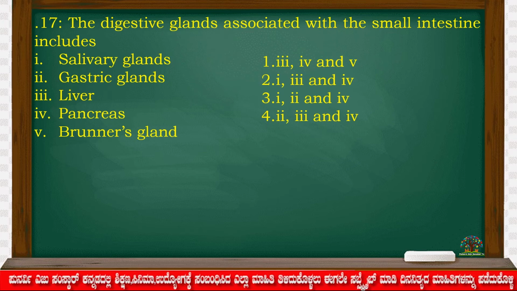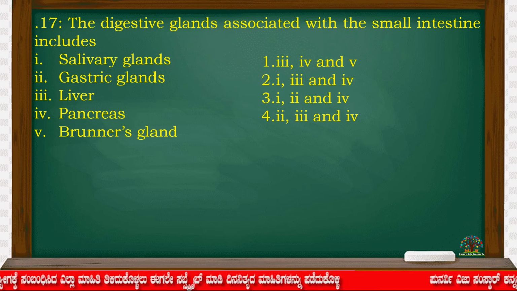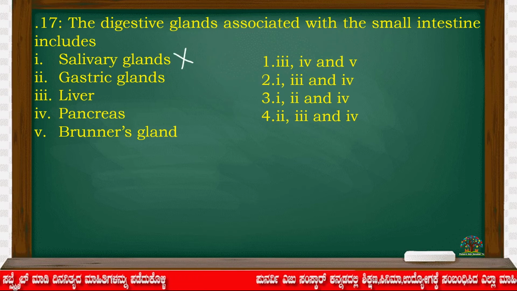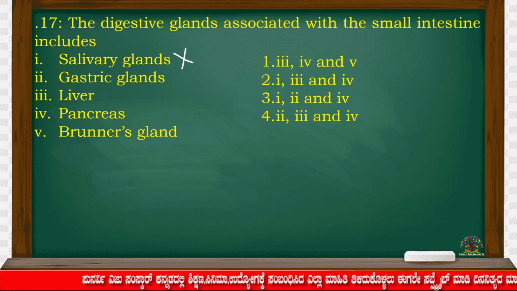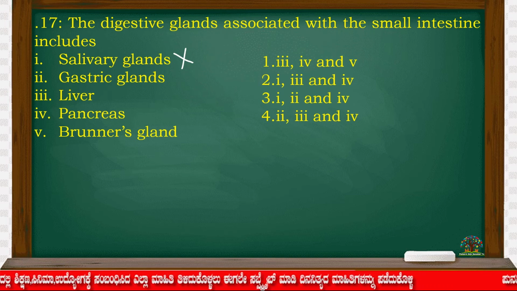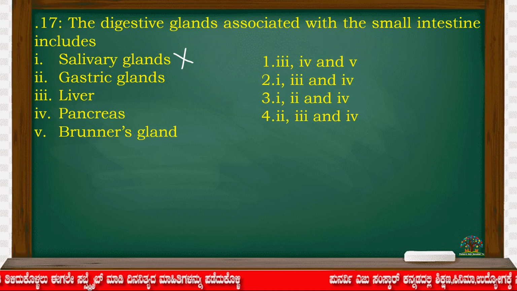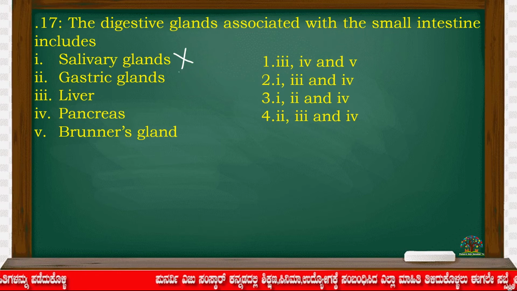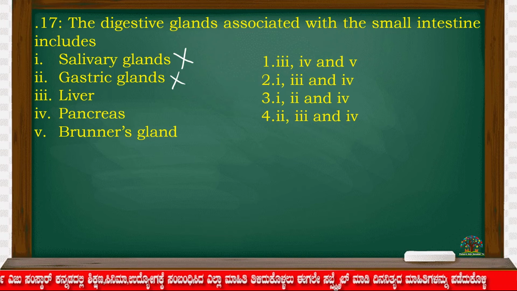Which are those glands? First one, salivary gland. Salivary gland produces saliva that is helpful in the process of digestion alone, never in the process of absorption. The second option is gastric gland, that again produces gastric juice, pepsin, trypsin, HCl. Even they are helpful in breaking the complex components into smaller components, but they are never helpful in the process of absorption in the small intestine. So option number 2 cannot be the right answer.